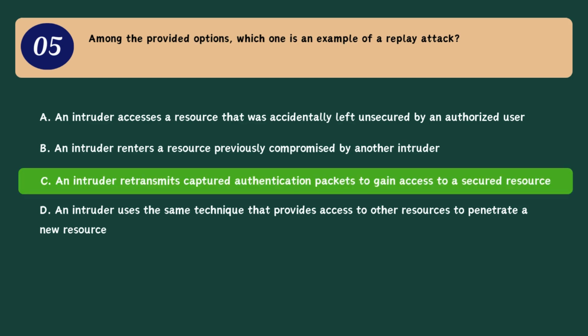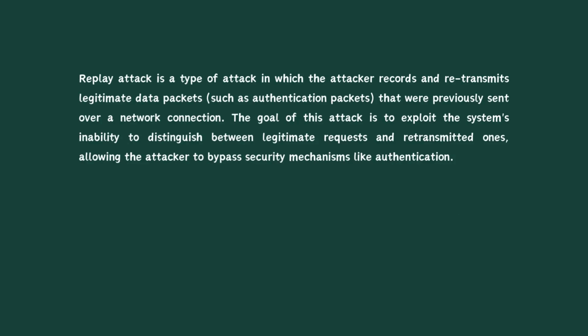Correct answer. C. An intruder retransmits captured authentication packets to gain access to a secured resource. Replay attack is a type of attack in which the attacker records and retransmits legitimate data packets, such as authentication packets, that were previously sent over a network connection. The goal of this attack is to exploit the system's inability to distinguish between legitimate requests and retransmitted ones, allowing the attacker to bypass security mechanisms like authentication.